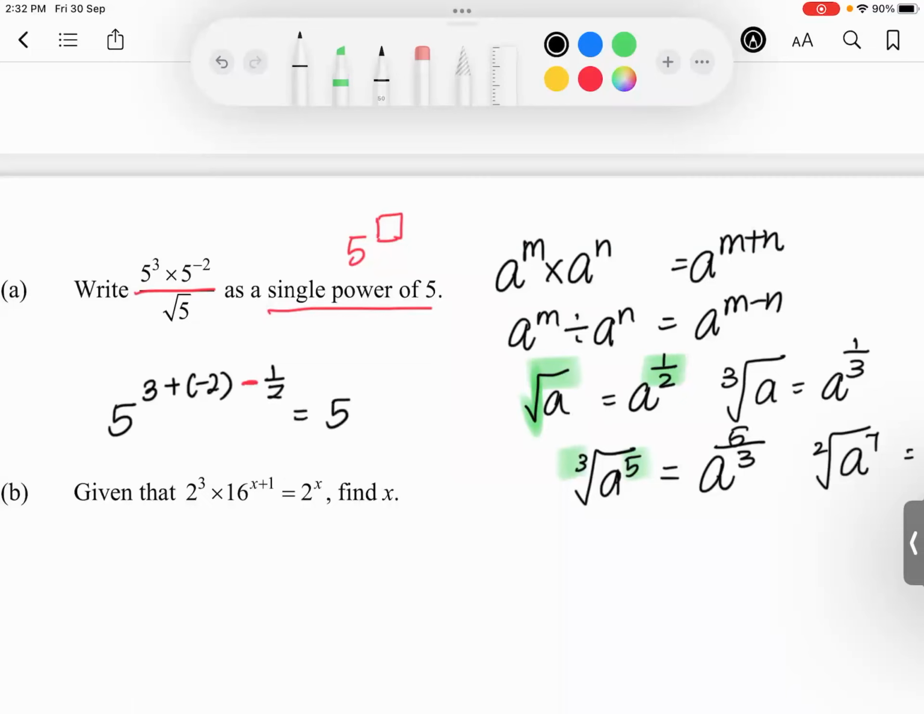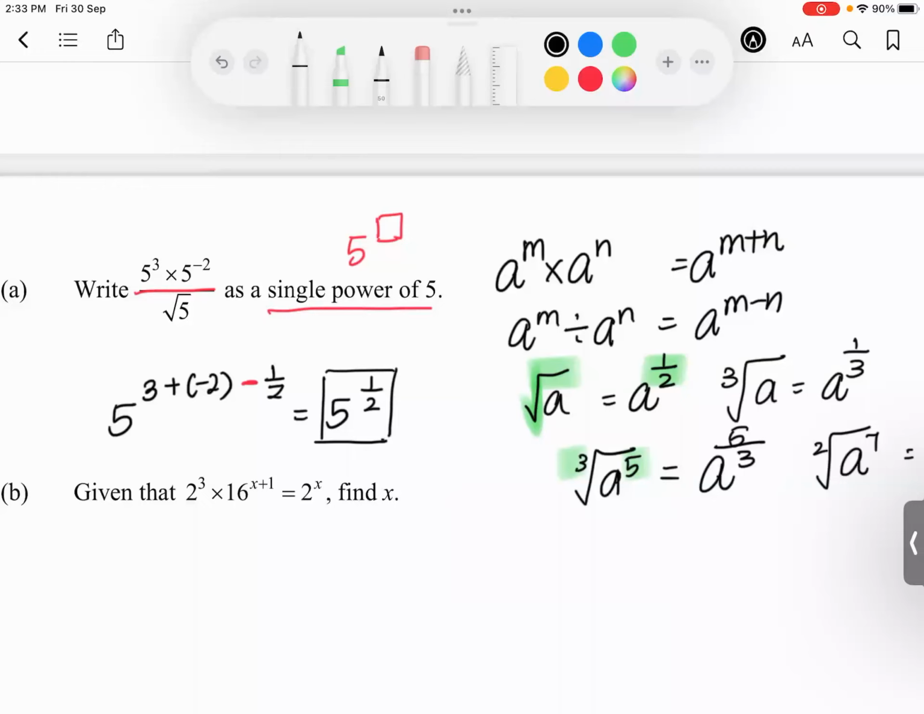For algebra or numbers, whichever power form, try to write your answer as an improper fraction if necessary. But in this case, the answer is just half. So 5 to the power of half. They say write as a single power of 5, so they want 5 to the power of something. Don't give me the answer as half.